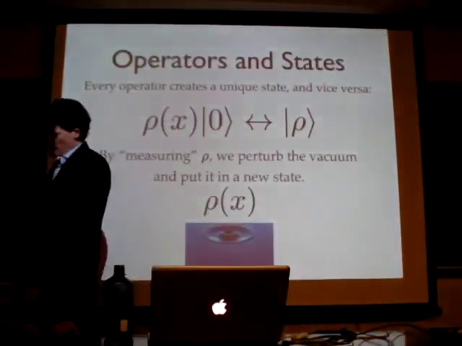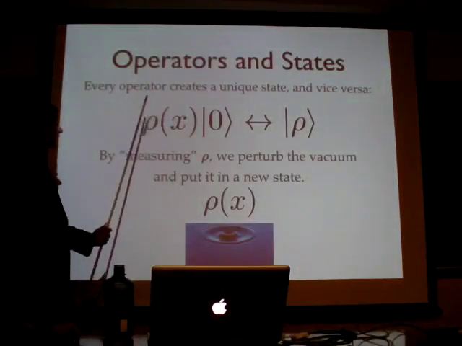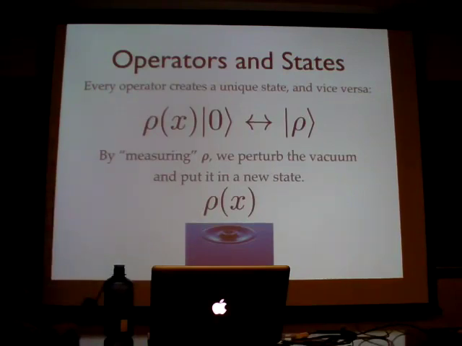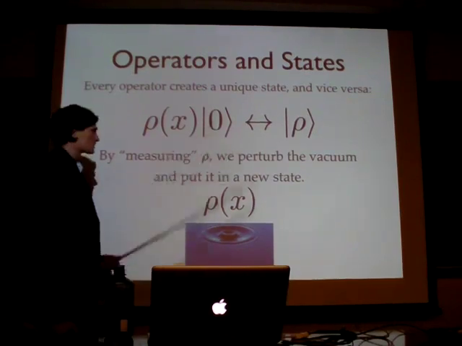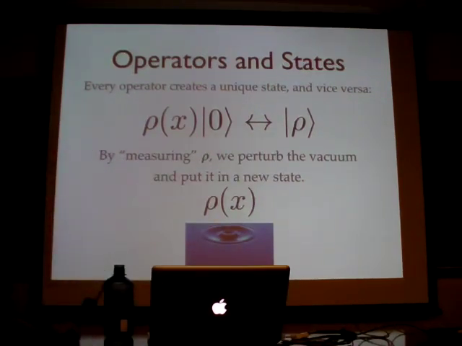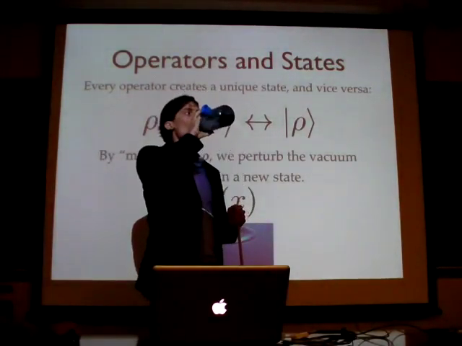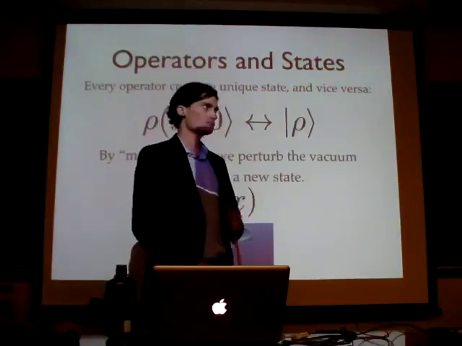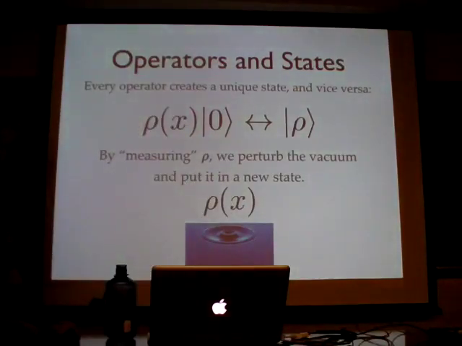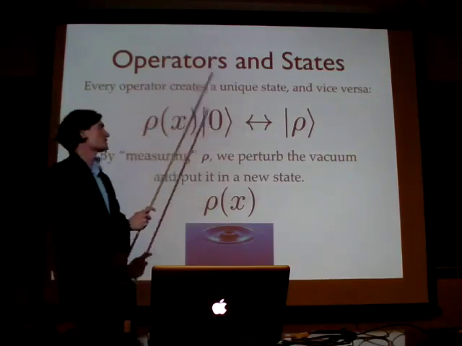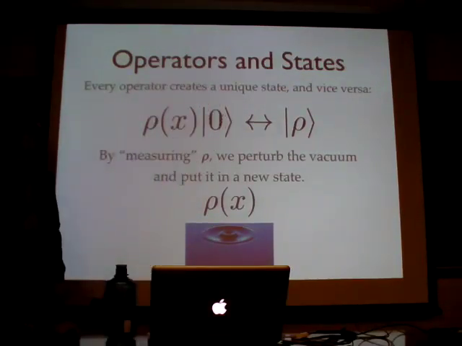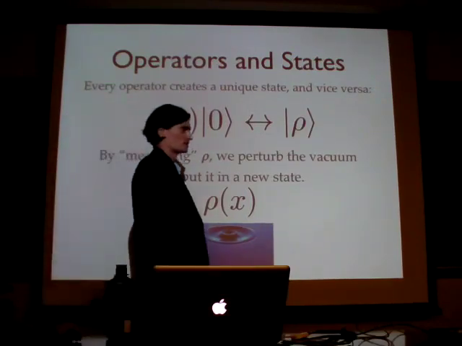Another important point is that in conformal field theories, we can associate operators with states and vice versa. For any operator you have, you can create a state: just take that operator and act on the vacuum. You can think of this as, by measuring this observable, you perturb the vacuum and put it in a state. Yes? Could you be a little more specific? What do you mean by a vacuum? What is the operator which annihilates it? By the vacuum, I mean the ground state of the theory, the zero energy state of the theory. I see. Thank you.